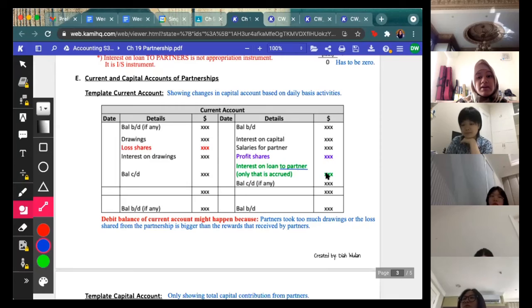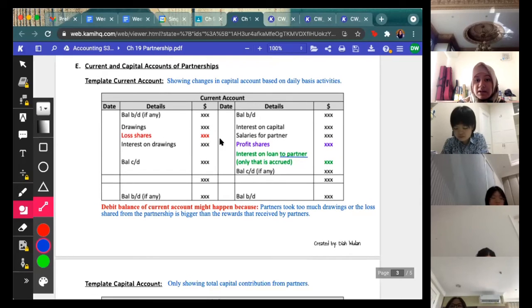After you put everything in, calculate the balance CD, don't forget. The balance CD depends on what you enter here. If you have balance CD on the debit side, it means positive. If you have a balance CD on the credit side, it means it's negative, because if you carry it down to the next accounting period, it is going to change place. Done. That's for capital and current account. Clear enough for current account?